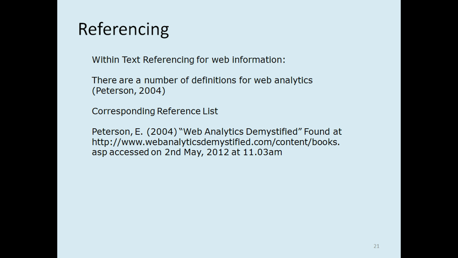So when you're looking at a web page or a web document or whatever it may be, again, try to find the author, try to find the surname. So here we've got Peterson, we've got an initial E. Sometimes you won't find an initial, but hopefully you'll find a surname. If you haven't got a surname, for example, many of the BBC news articles don't have the author's name or surname, so you would revert to the company name.